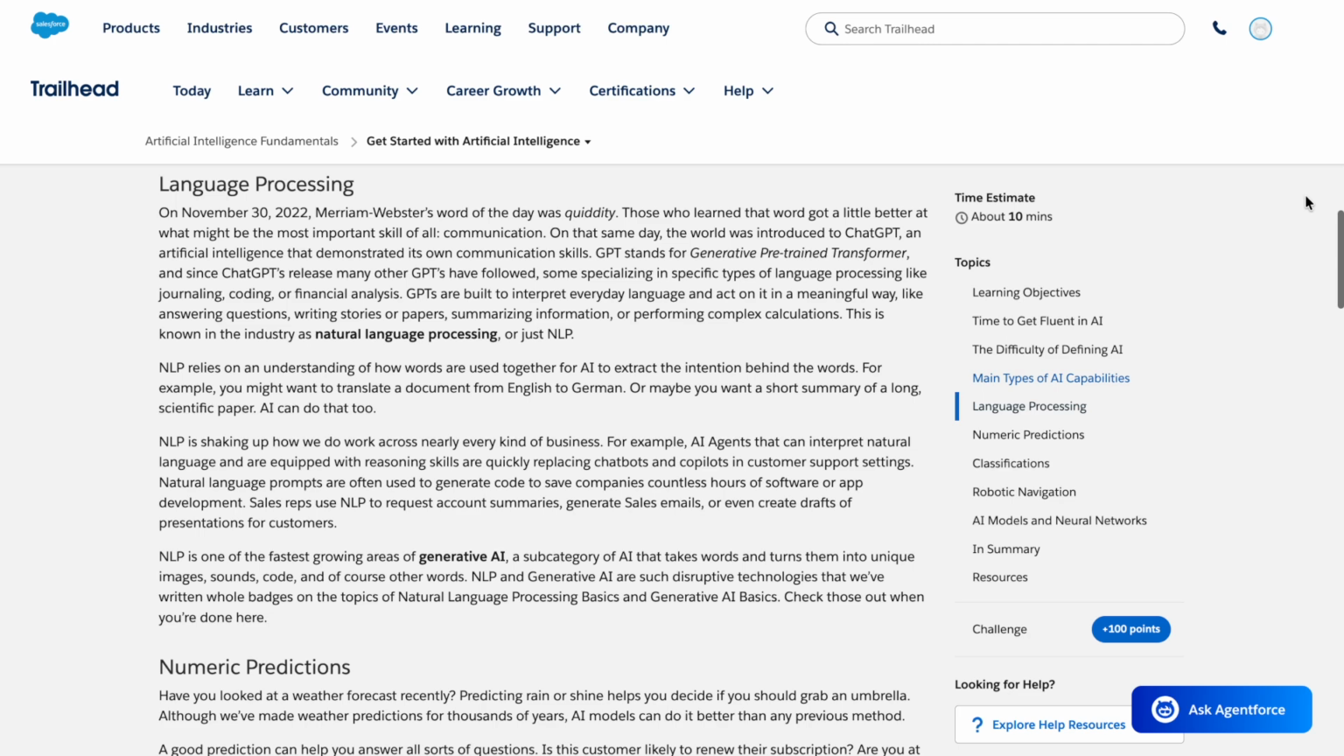NLP is one of the fastest growing areas of generative AI, a subcategory of AI that takes words and turns them into unique images, sounds, code, and of course, other words. NLP and generative AI are such disruptive technologies that we've written whole badges on the topics of natural language processing basics and generative AI basics. Check those out when you're done here.